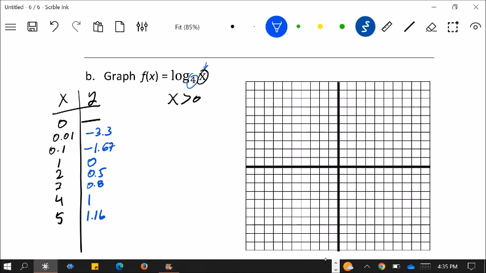So let's graph these. At 0, we can't do it. The 0.1 is negative 3.3. And actually, I don't know where we could tell the difference between these, but the idea is just that they're so close. It's a line that's coming up like this, hugging that asymptote. And then at 1, we're at 0, and at 2, we're at 0.5, and at 3, we're at 0.8, and at 4, we're at 1, and at 5, we're a little bit over. So now we curve it to there and continue going.